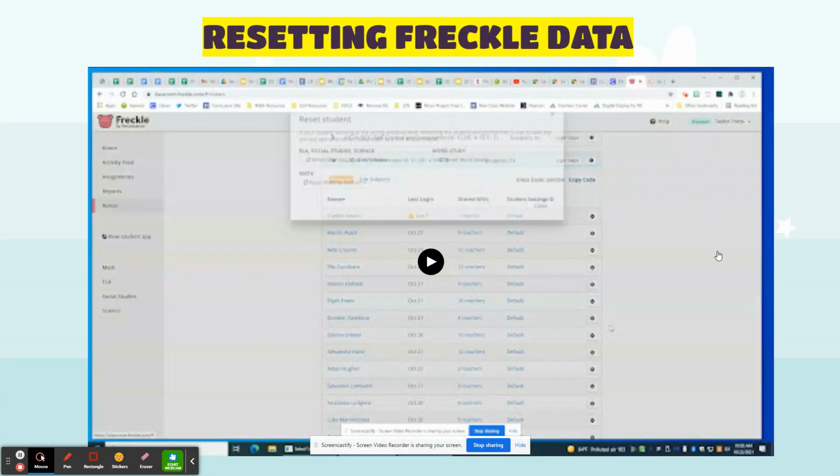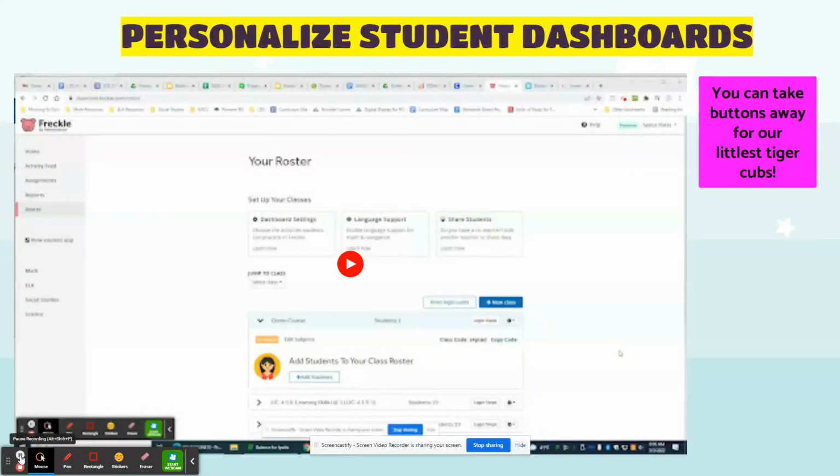And this is just a reminder that each and every single school year in September or October, we should be resetting student Freckle data. Freckle can be accessed at home. And so it's so important that we are starting each school year with where the students are on their exact level, and not the level that they got to with teacher help, friend help, or parent help from the previous school year. And then this is just a video on how to personalize student dashboards and remove buttons. You can watch this video, or I can come in and help you personalize student dashboards.